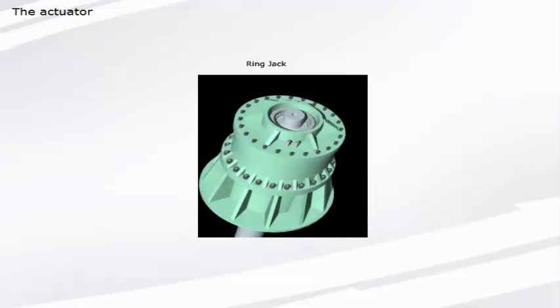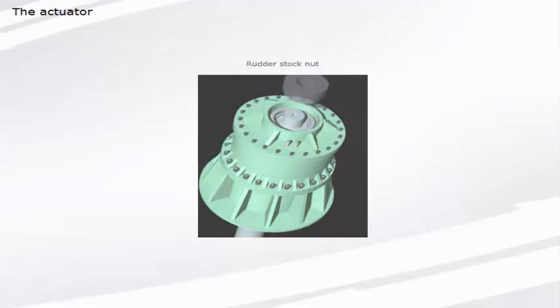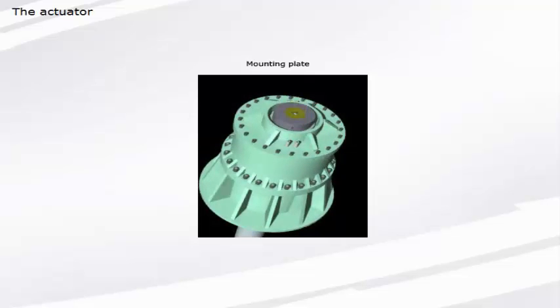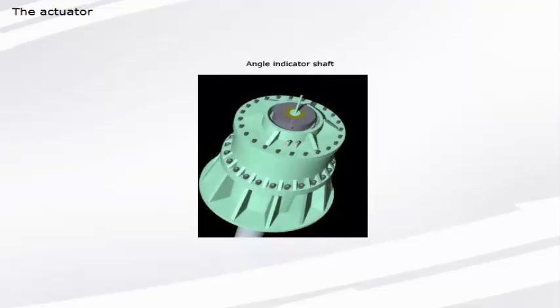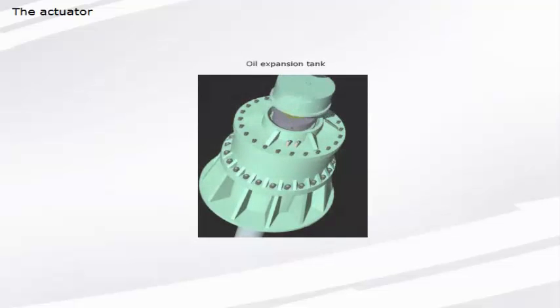This is the mounting plate for the angle indicator. This is the angle indicator shaft. This is the system oil expansion tank. This is the angle indicator wheel. These nuts lock down the cover, stoppers and oil gasket. With these, the actuator is complete.